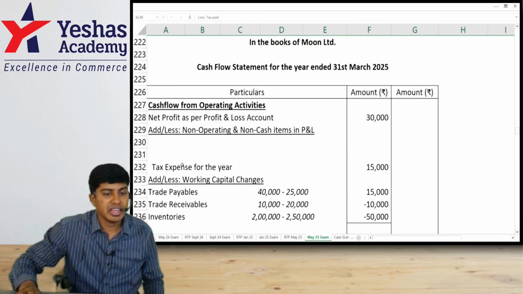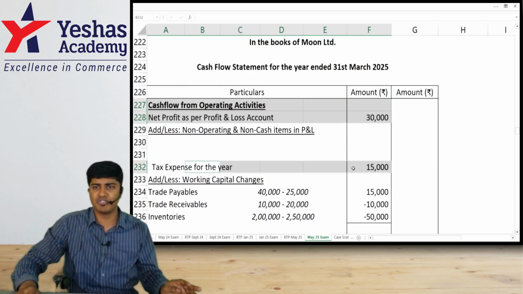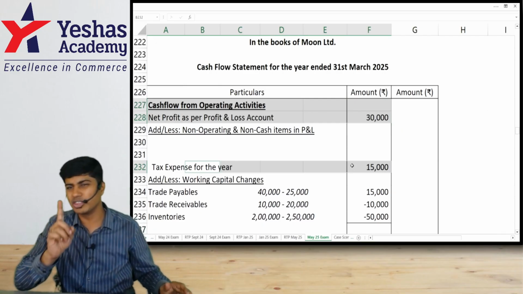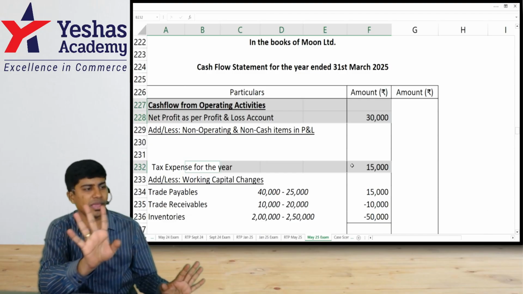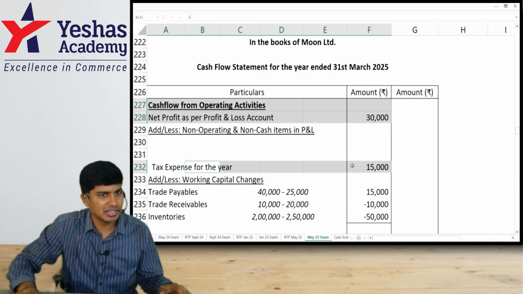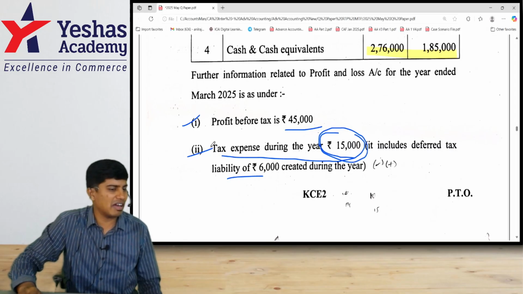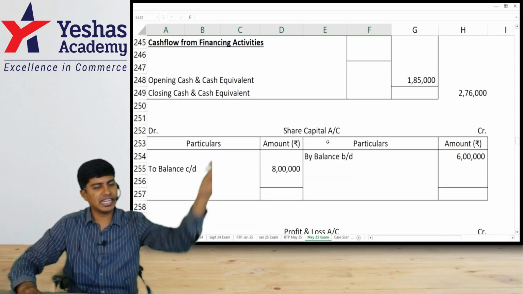Am I right? If in case you had started with 45,000 here, there was no need to add back this 15, but that's not the right method of doing. Cash flow statement will tally, but that's not the right way. I hope you people agree with me. Say something. Nice. So what do we have after this second adjustment? Third one. Depreciation is charged on furniture to the extent of 35. Depreciation is charged on furniture.